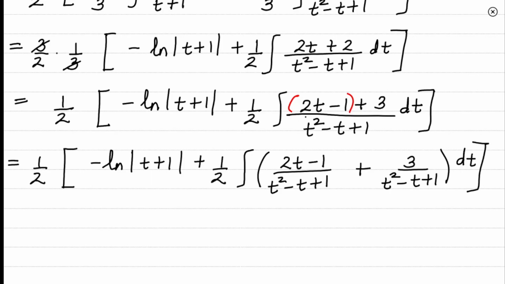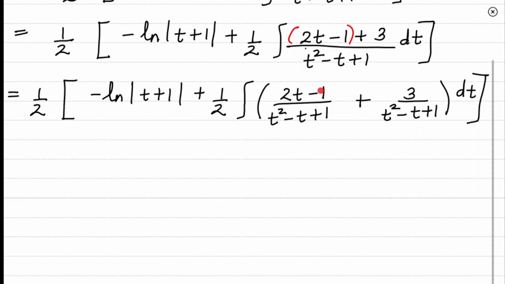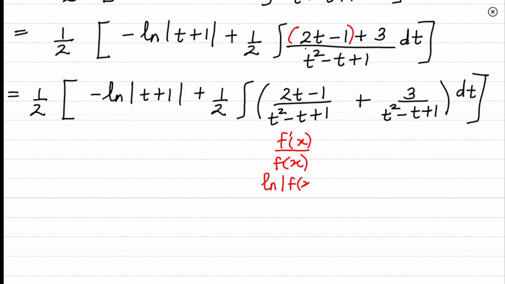Now the integral of the first term here, 2t minus 1 divided by t square minus t plus 1, notice that this is of the form f dash of x divided by f of x. Whenever you have the integral of a function of the form differentiation divided by the actual function, the integral of this is nothing but log mod function. So the integral of this portion is nothing but log of t square minus t plus 1. We'll still have to figure out this second part of the integral. We'll have to do completing square here. Let's see how we will do that.